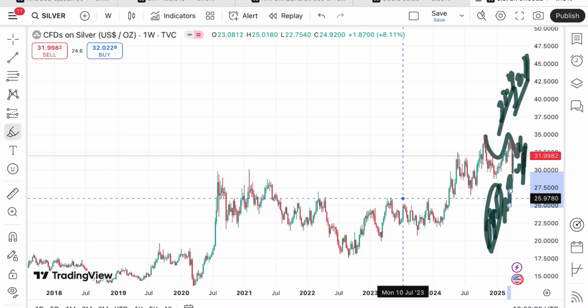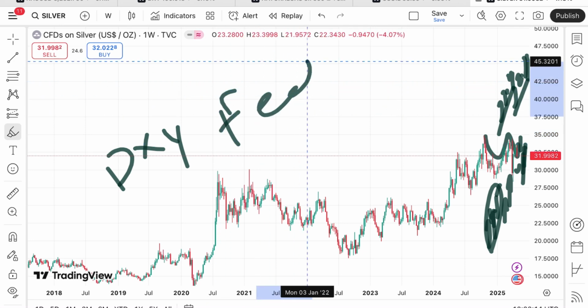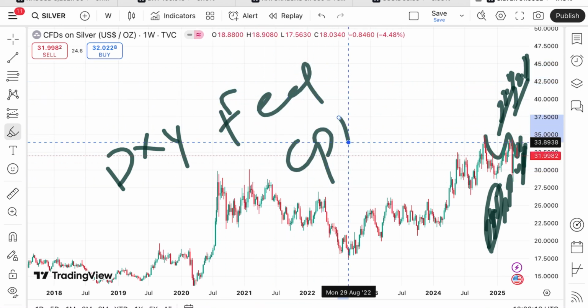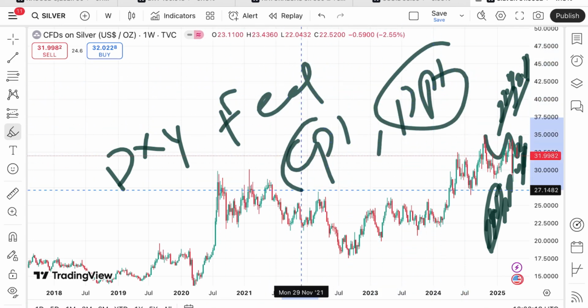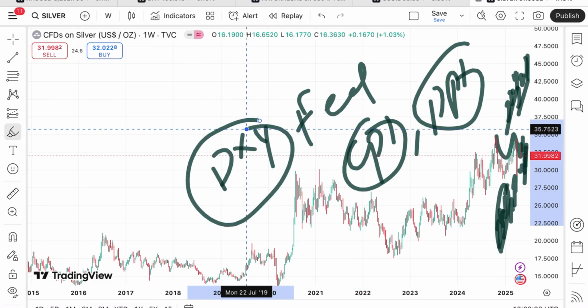So see, the silver price movement depends on the dollar index, Fed, interest rate, CPI data, PPI data. All these affect the price of silver. These are some of the factors. So I will be discussing the dollar index.